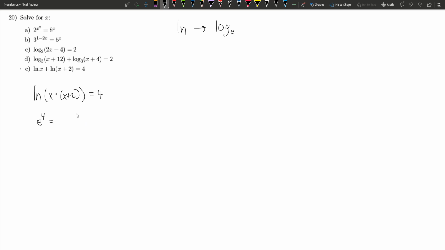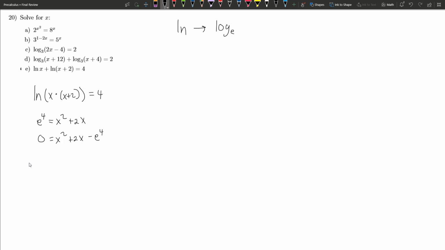Now, I'm not going to write it out like that. I'm actually going to distribute that x. So that's really x squared, right? X times x is x squared. X times 2 is 2x. Now, this is not very pretty. It's a quadratic, so let's get it equaling 0. I'm going to minus e to the 4th on both sides. So we get 0 is equal to x squared plus 2x minus e to the 4th.